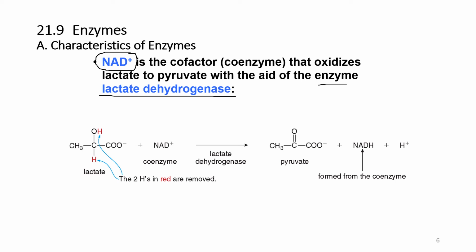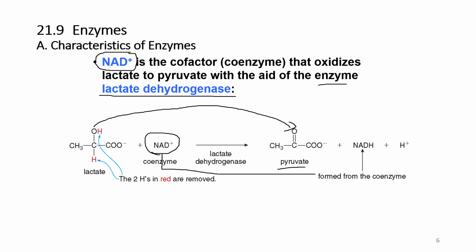So here we have a lactate molecule. Here we have our coenzyme, our enzyme, and it's these hydrogens that are going to be removed. Remember that oxidation is the loss of hydrogen and the gain of C-O bonds, and that's exactly what happens here. So lactate is oxidized to pyruvate, and if something's oxidized, that means something else has to be reduced. So what gets reduced is our coenzyme, and NAD+ is reduced to form NADH and a proton.